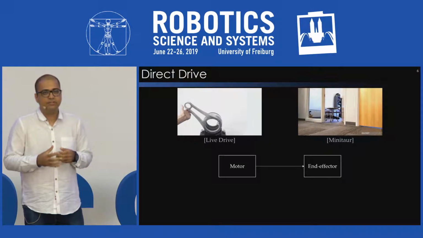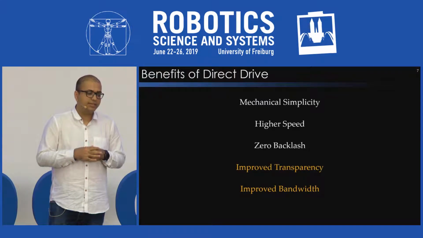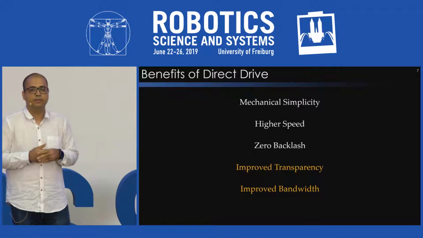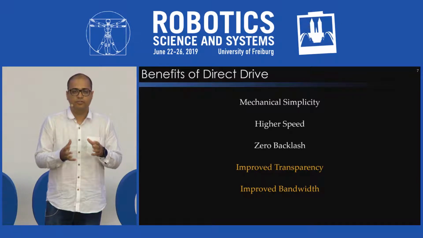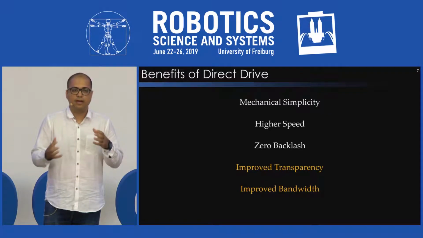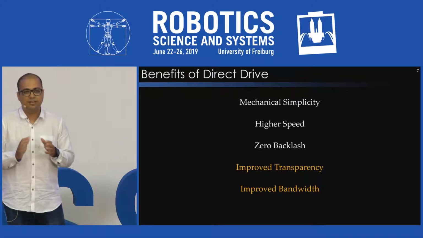There are a few benefits of using direct drive actuation. Mechanical simplicity, higher speed, and zero backlash are obvious consequences of the gearbox delete. To explain improved transparency and force control and sensing bandwidth, we use empirical arguments and a first principles model. More information can be found in the paper.